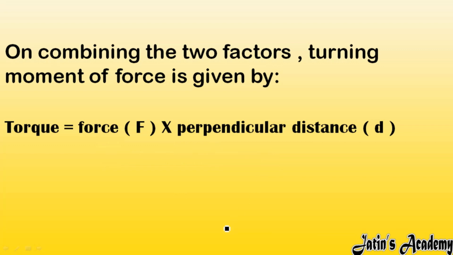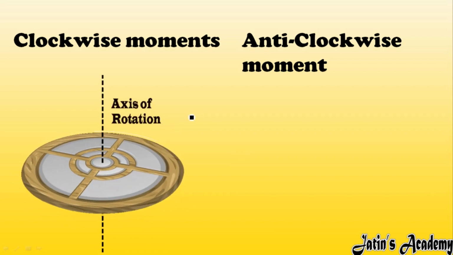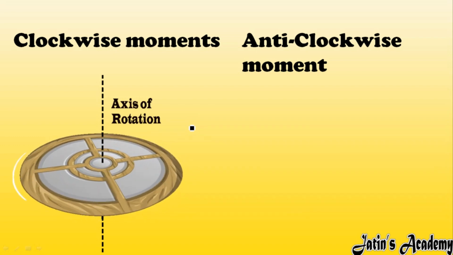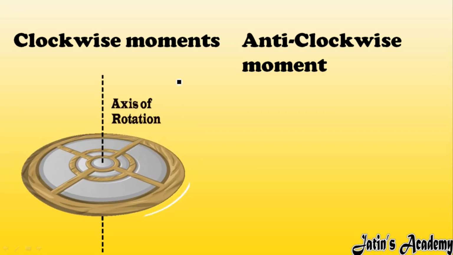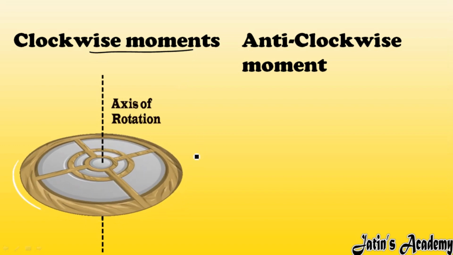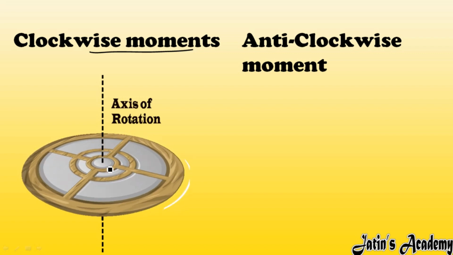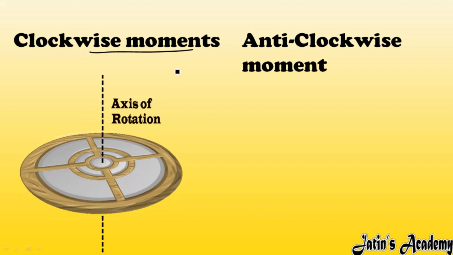Okay. Next, we have the definitions of clockwise and anti-clockwise movement. In the 8th class, we only have the definitions, so we will see only definitions. First, clockwise movement. What do we mean by clockwise movement? When any object is fixed on a pivoted point and we apply force on it, and the object starts rotating clockwise, that turning effect of force is known as clockwise movement.